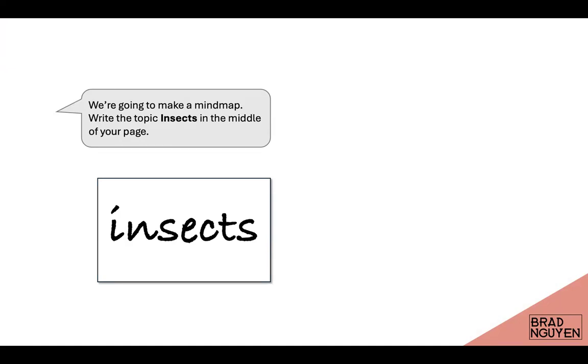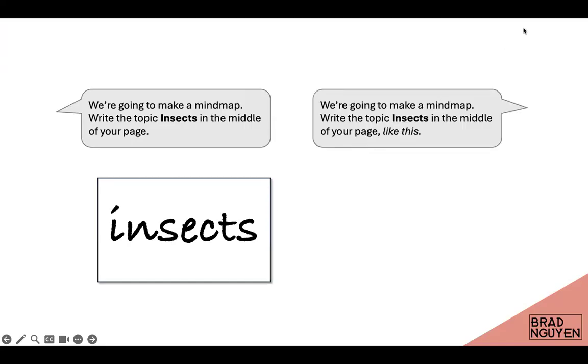Really common problem. If you use a document camera, you can use the same materials that the students are using. So you say, we're going to make a mind map, write the topic insects in the middle of your page like this, and you show them the same page that they have in front of them, and you write insects.